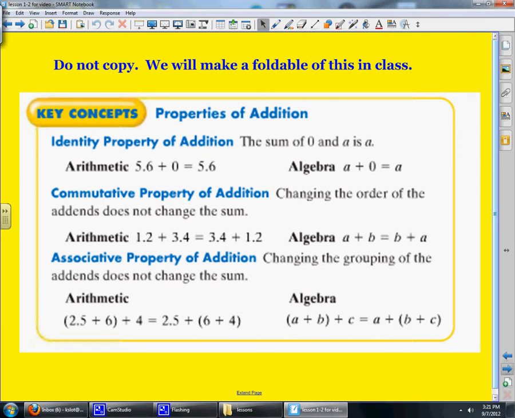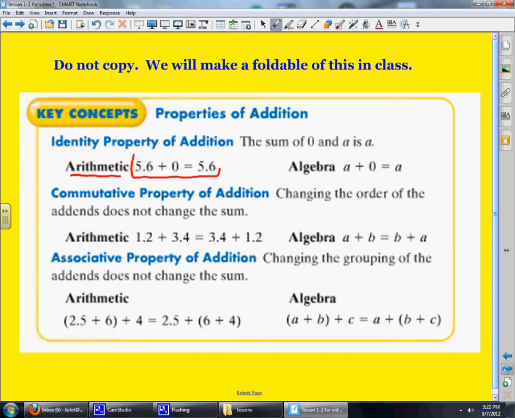These are key concepts that you do not have to copy in your notes. We're going to make a foldable for them in class. So, just so you're familiar with the properties of addition, the first one is the identity property of addition. And what that means is the sum of 0 and a, which can be any number, is always going to be equal to a.